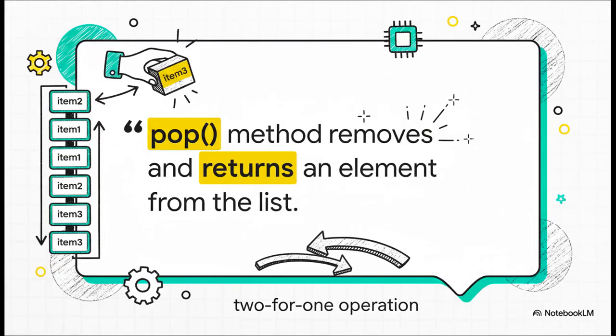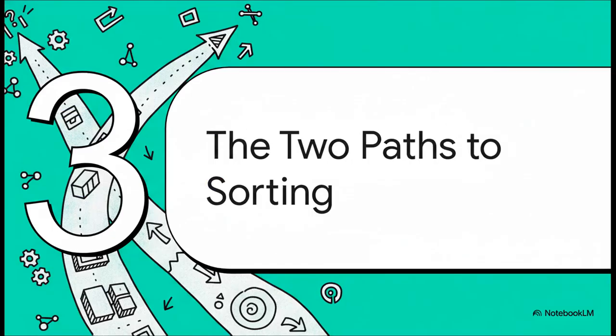And this right here is the secret weapon of pop. It doesn't just delete the element and throw it away, it actually hands it back to you. This is so useful if you need to, say, work through a list of tasks, processing them one by one and removing them as you finish. It's a 2-for-1 deal.